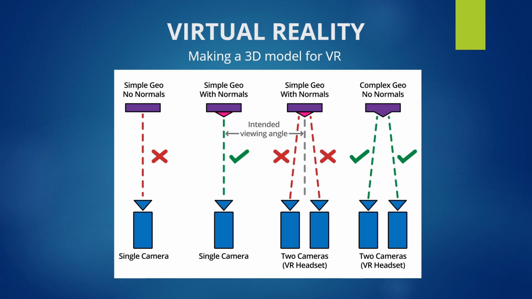Normal maps provide an illusion between the camera and the object face and provide additional depth. In a two-camera stereoscopic VR setup, this illusion is broken by being able to see around the intended angle of the normal map projection.